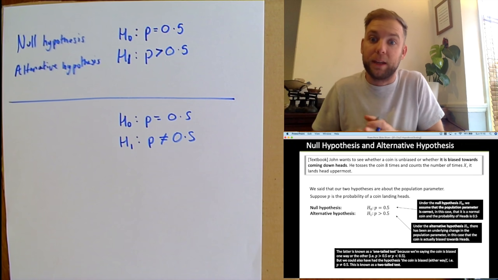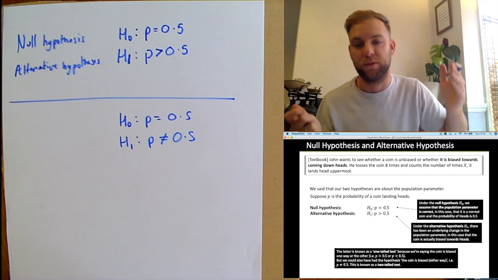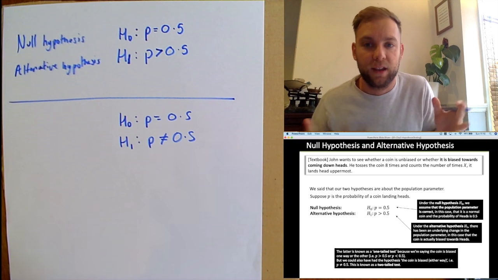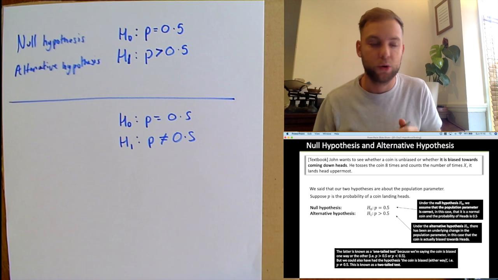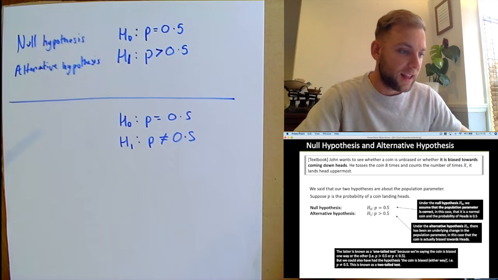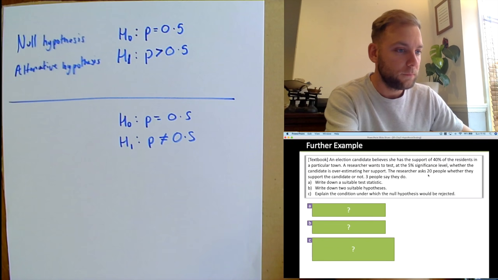And that way it could be greater than 0.5, it could be less than 0.5, but we just don't know. We just don't think that our coin is right. So that's a two-tailed test, okay?